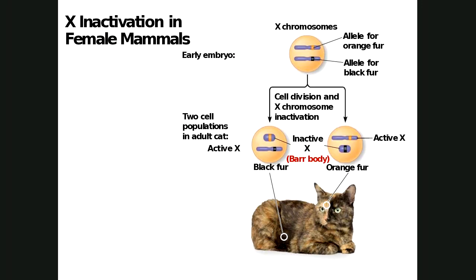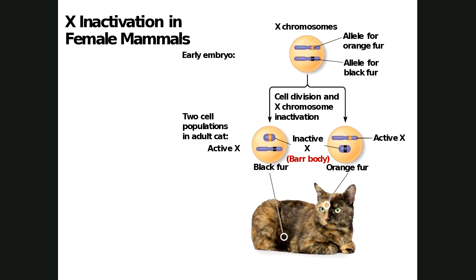All right, the last thing we're going to talk about here is something known as X inactivation. It has to do with something you might have heard about called a Barr body. In female cats, all right? I've got to stress female cats because you're going to have two X chromosomes. Look up at the top. You've got the allele for orange fur and the allele for black fur in this particular cat. So we have a heterozygous cat.